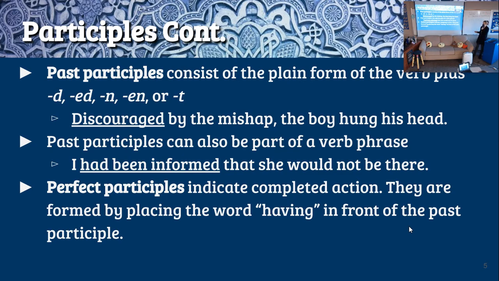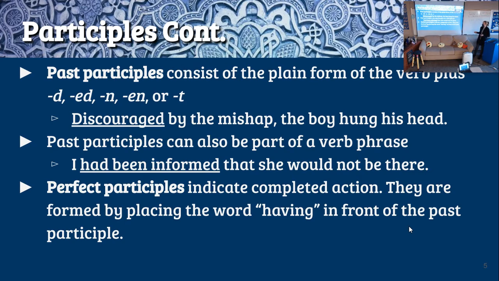All right, our last type of participle is called a perfect participle. Perfect participles indicate completed action, right? So present participles indicate that the action is happening right now. Past participles indicate that it happened a while ago. But perfect participles are like, this action is completely over and done with, right? It's not going to happen again.